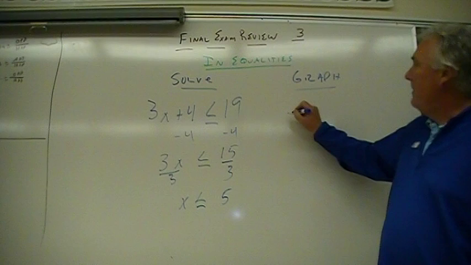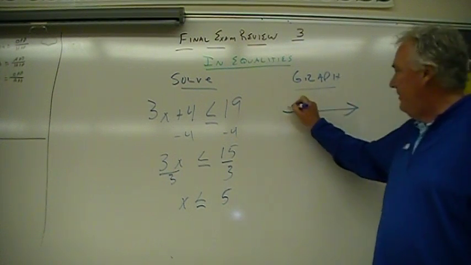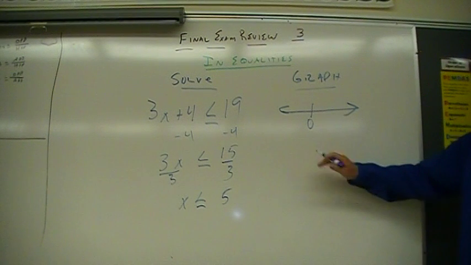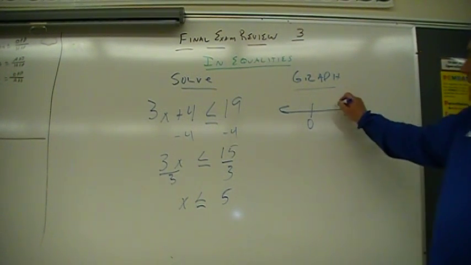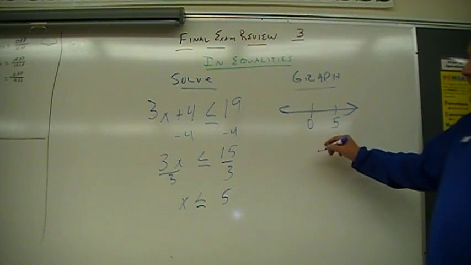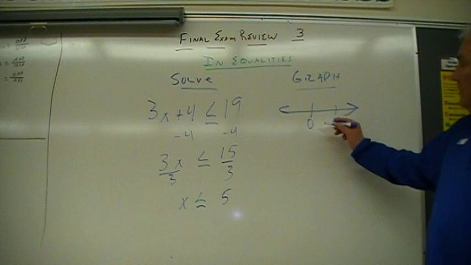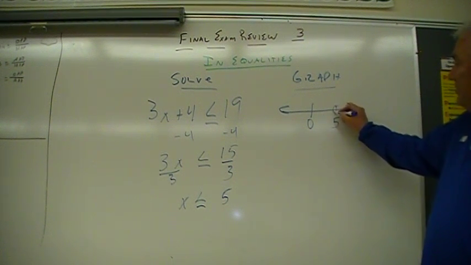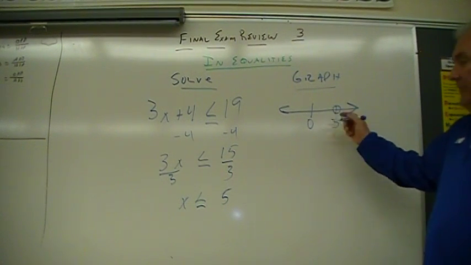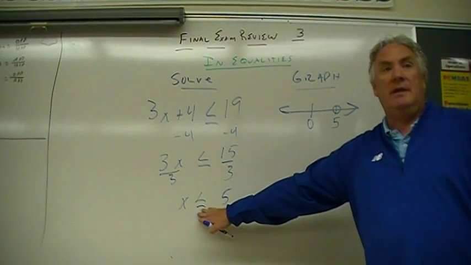How does that look in a graph? So I always like to put, remember we kind of put a 0 in. It's positive 5, so it goes right there. And it's less than or equal to. So I'm going to put a circle on 5. Is the circle filled in? Yes. It is filled in because it is equal to.